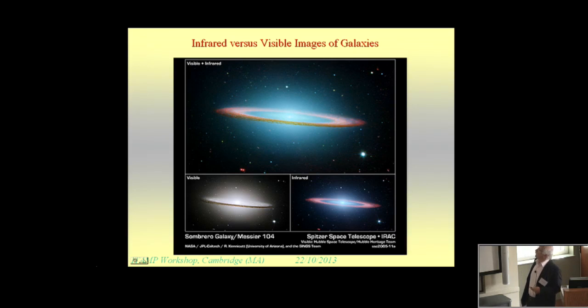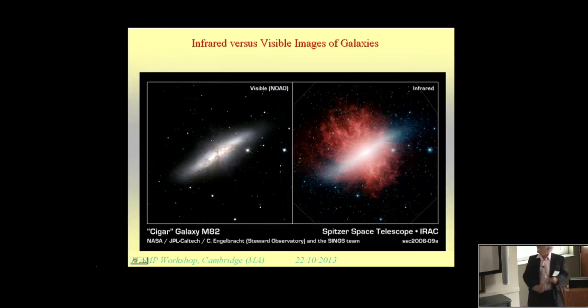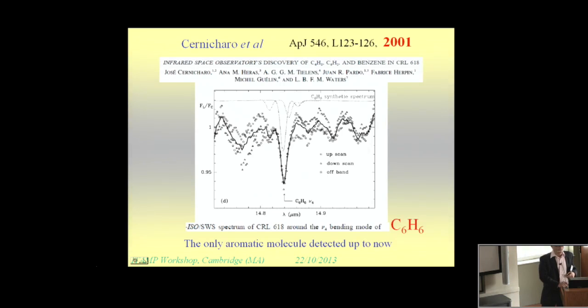As an example, this is a current way to present visible against infrared images of galaxies, and of course astronomers are able to recover important information about galaxies that way. This is another example. Okay, but what about what's behind this infrared emission?